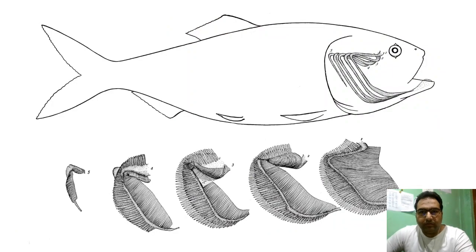Now this is a diagram which clearly shows the gills inside the gill cover, or operculum. Now we are seeing here in this fish, this is the first gill, this is the second gill, this is the third gill, this is the fourth gill, this is the fifth gill.